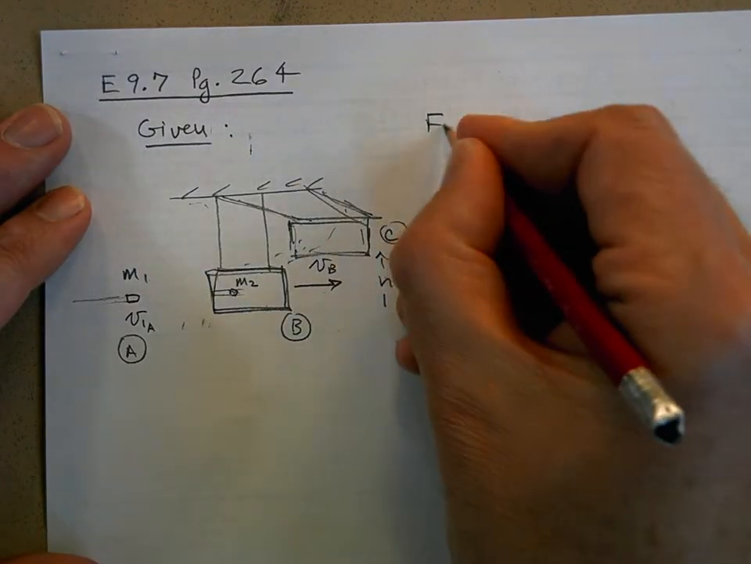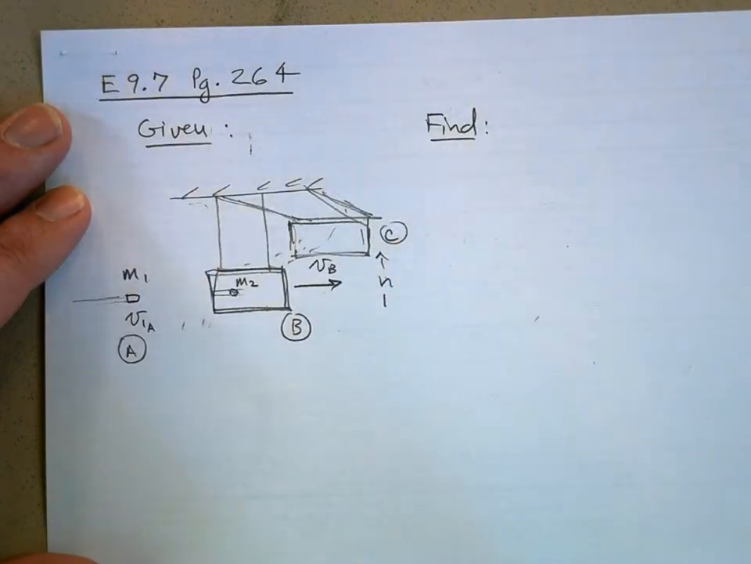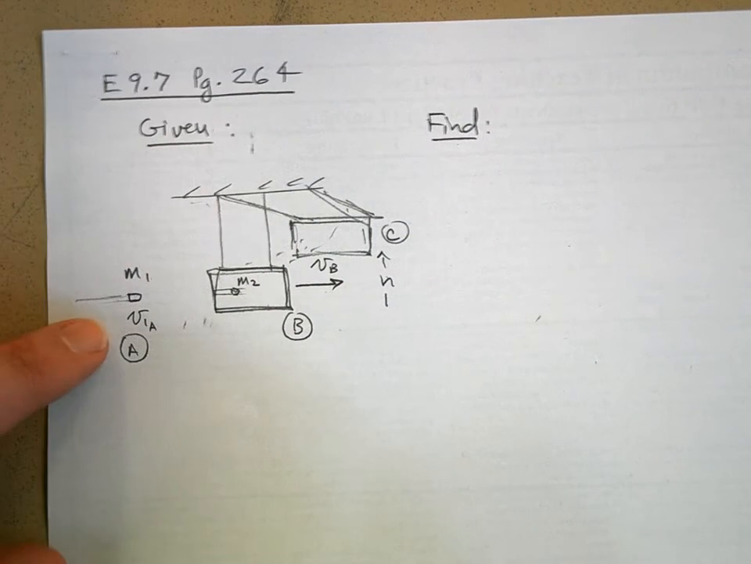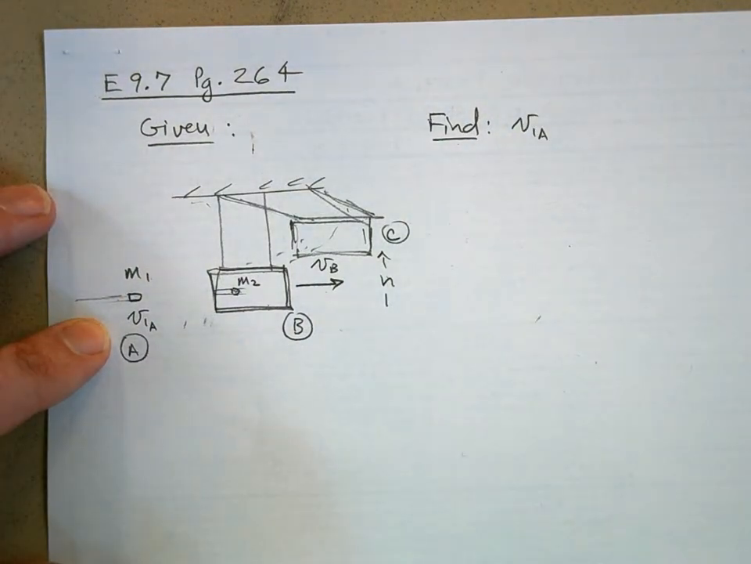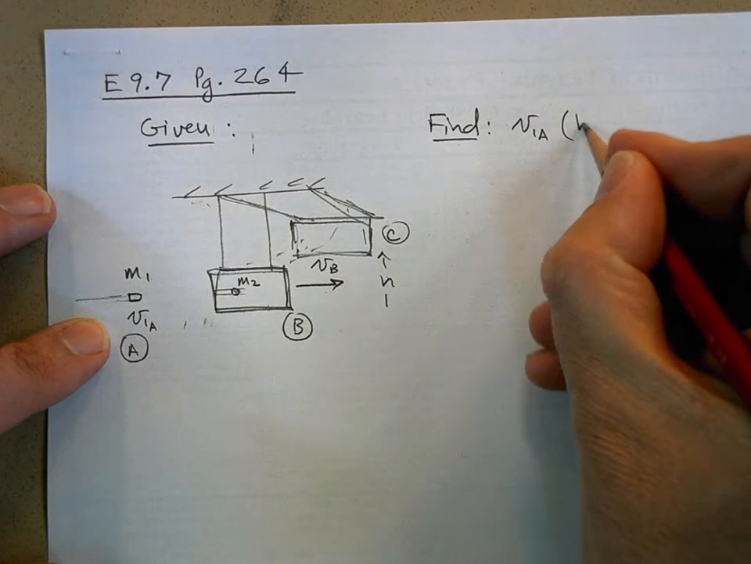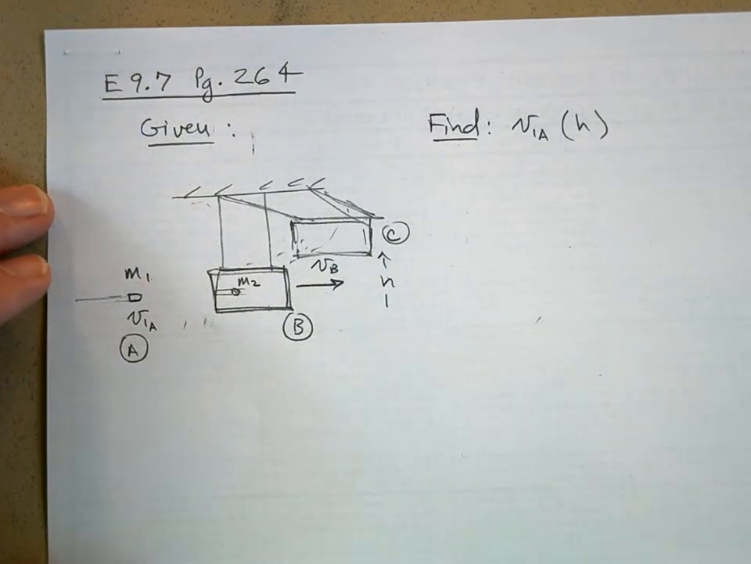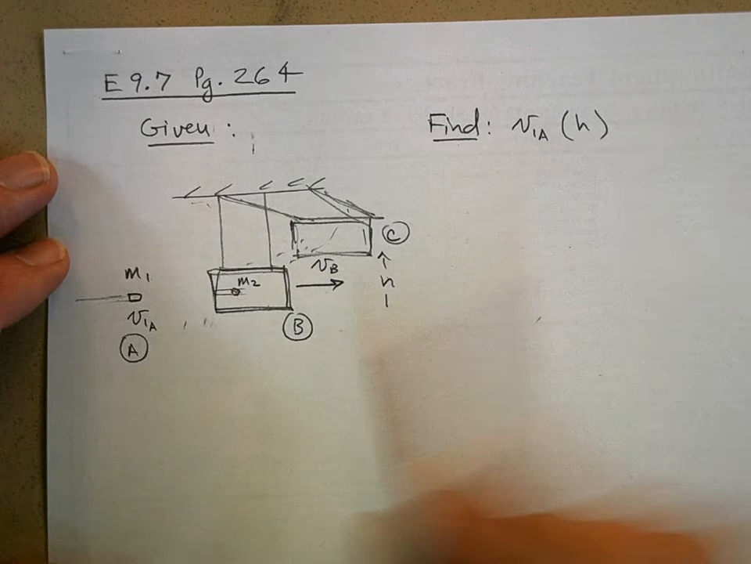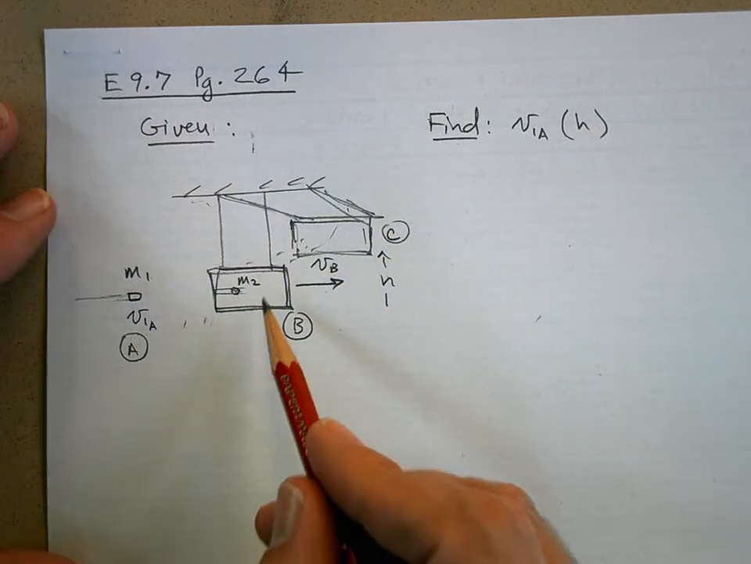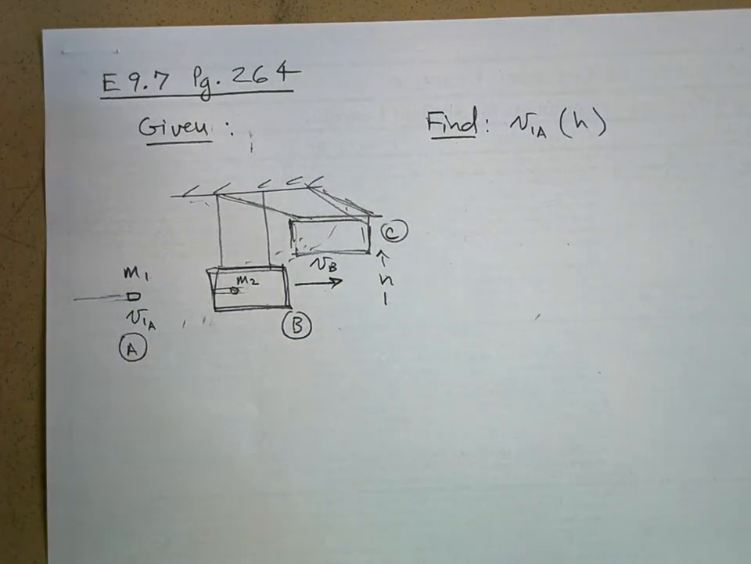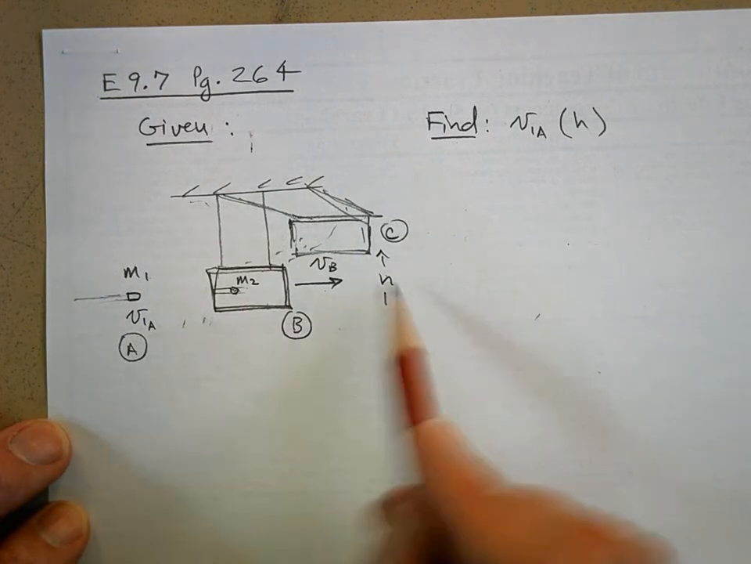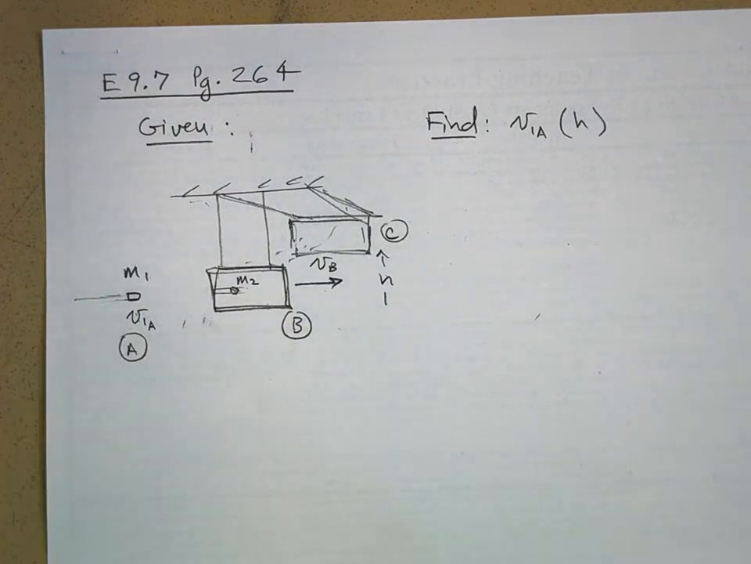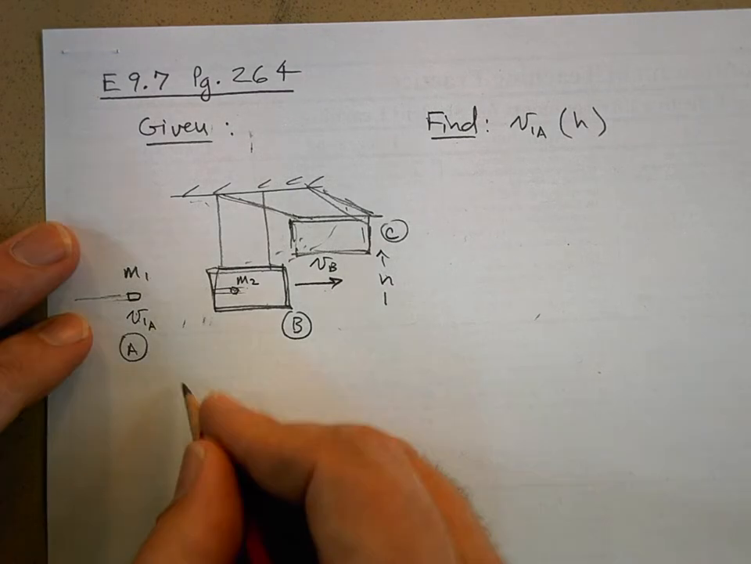And so what we want to find is the velocity of object 1, the bullet, as a function of the height. In terms of the given quantities, the masses and the height, what must have been the initial velocity of that bullet? Okay, so let's solve this.